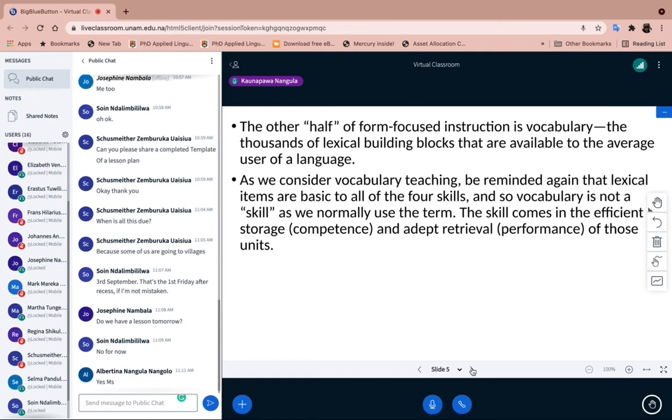All right. And then as we consider vocabulary teaching, we have to be reminded again that lexical items are basics for all the 4 skills, which means vocabulary in itself is not a skill, just like grammar in itself is not a skill, because a skill needs competency and it also needs some sort of performance. You cannot say that you are competent in vocabulary. What does that mean exactly?